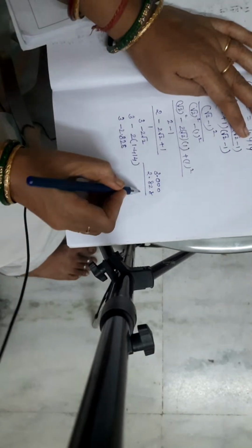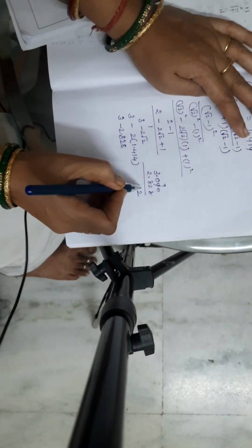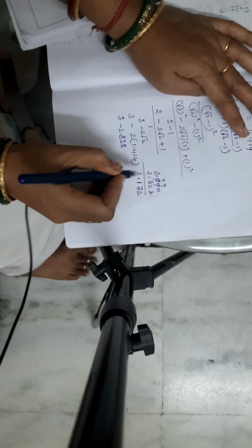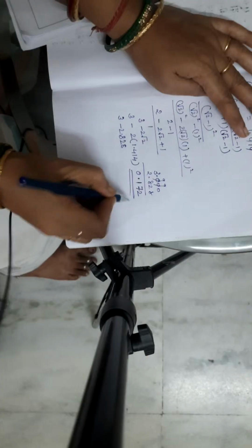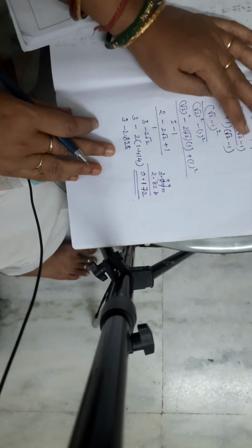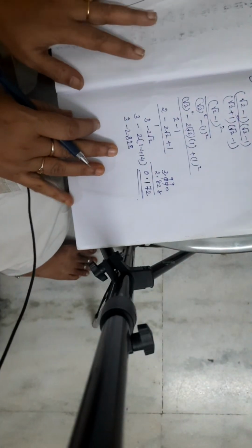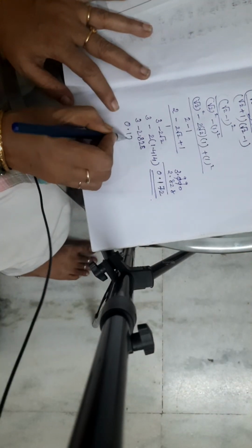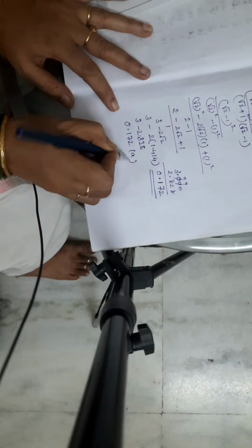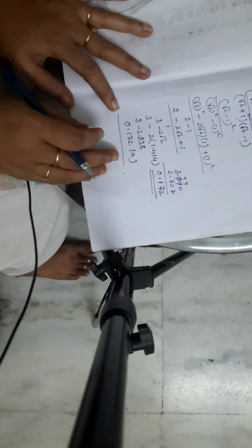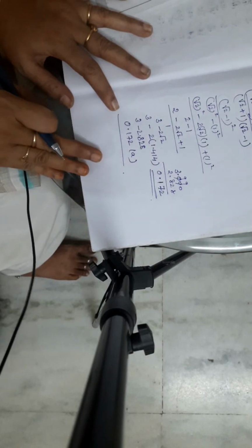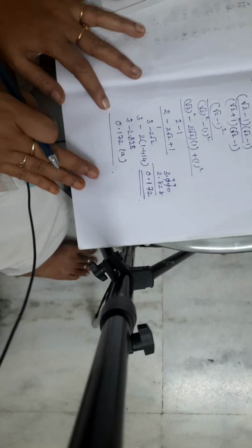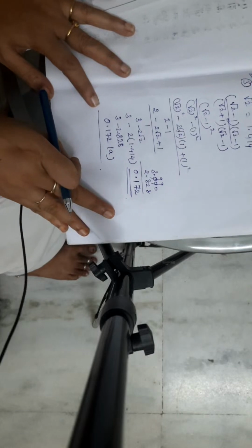2.828. Subtract it from 3. So 9 minus 2 is 7, 9 minus 8 is 1, so carry is taken. So this is the final answer. Now out of the given options, the first one is matching. So the correct answer is 0.172, option number A. This we did for question number 3. If this kind of question is asked, you can solve it in this way. If you got this question, let's move on to the next question.